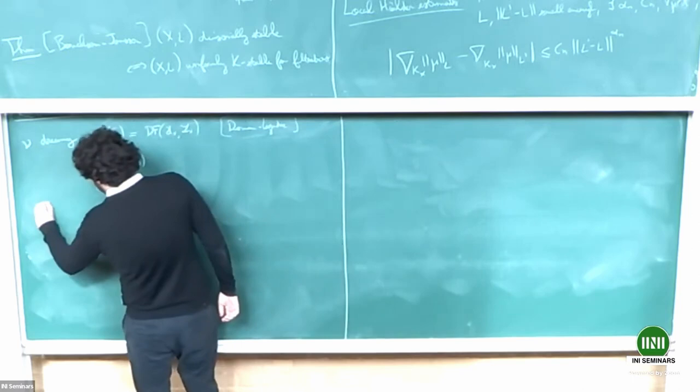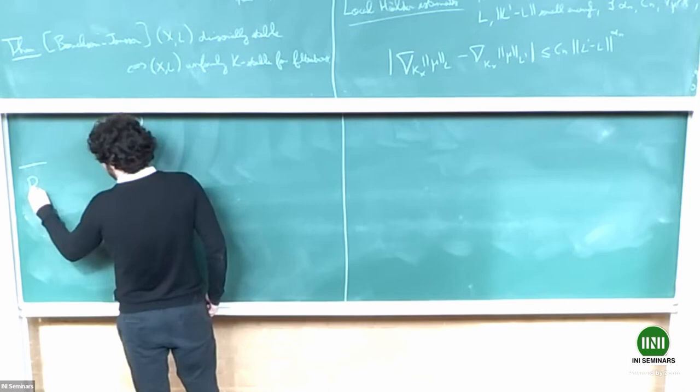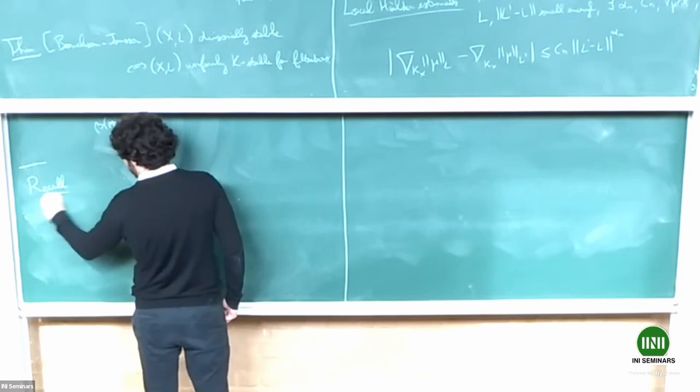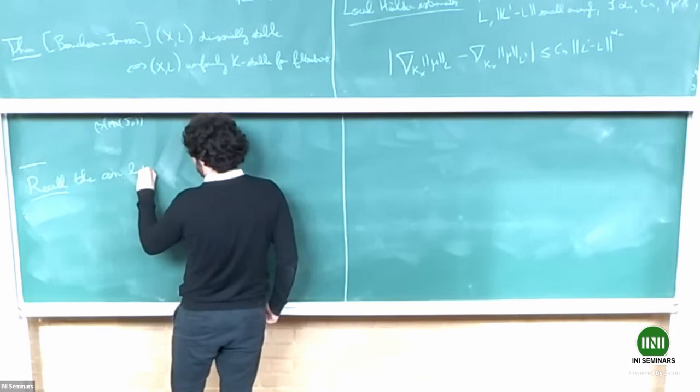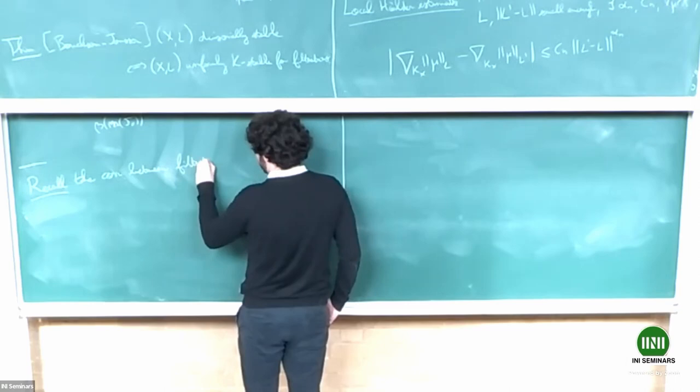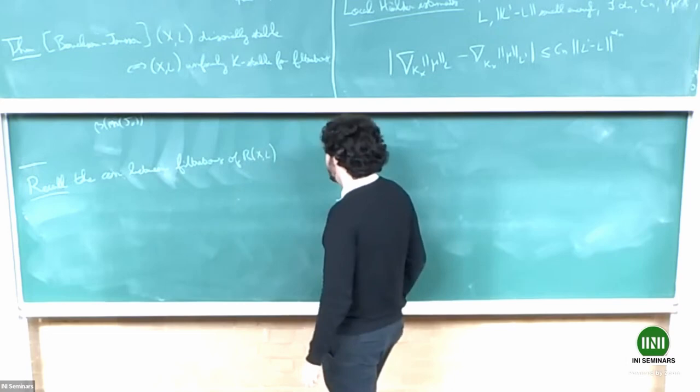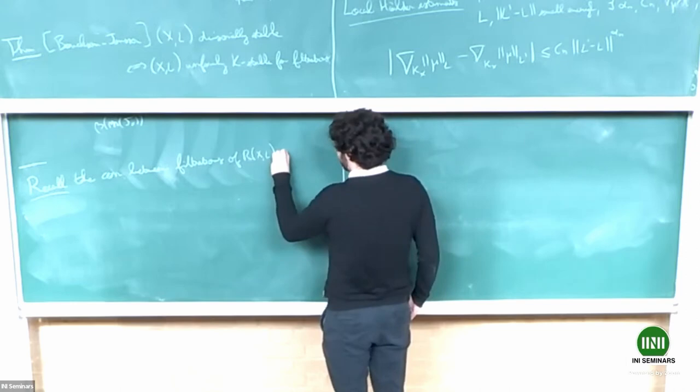So let me recall something that Yuxiao mentioned, that there is a correspondence between filtrations of the section ring and sequences of non-Archimedean norms, in a sense, on the graded pieces of the section ring.